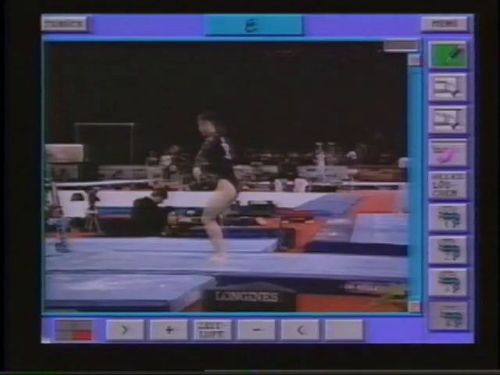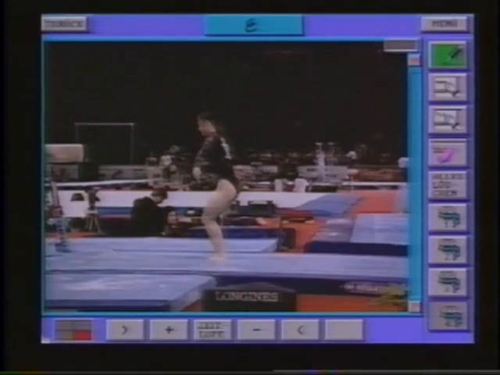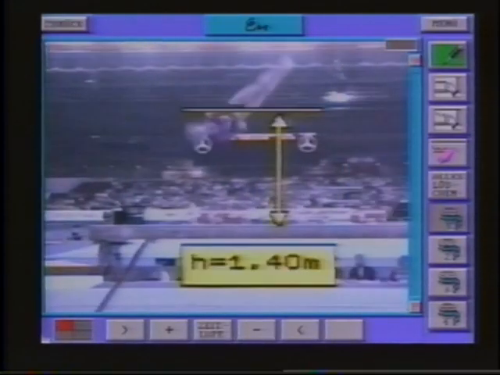This execution receives, for deficient height, minus 0.05. For too slow a long axis turn, including the hip angle, minus 0.05. For the hop, minus 0.05. In total, minus 0.15.